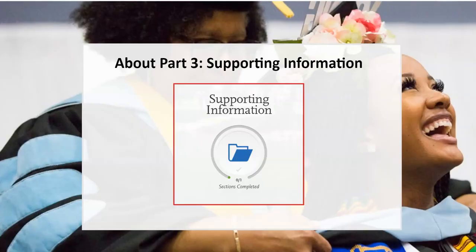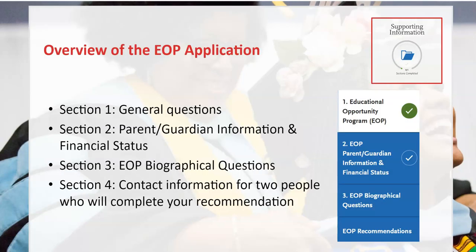The next part will be supporting information. Not all students will complete this information. It is for EOP. If you're part of EOP currently at Cabrillo, we want to apply for the four-year university for EOP as well. But if you're not, you still have the opportunity to apply. EOP is for first-generation students from historically disadvantaged backgrounds.